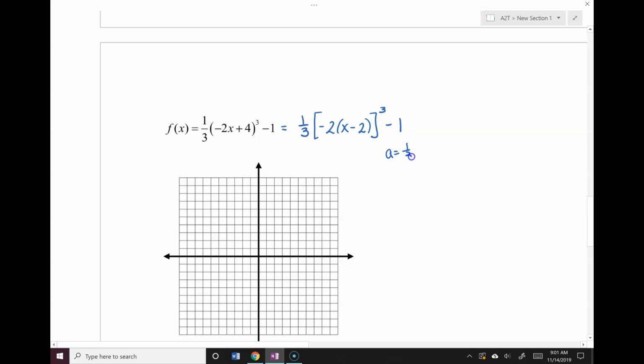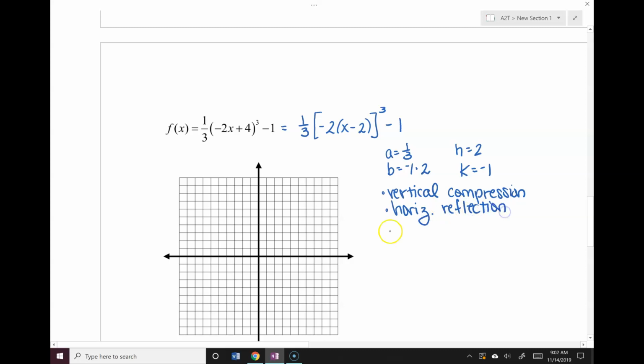So our a value is 1/3, which means there is a vertical compression. The b value is -1 times 2. H is 2, and k is -1. Okay, we have a horizontal reflection because there's a negative in front of the b value. We always address the reciprocal of the b value, which means it's a horizontal compression. And then if h is 2, that means we are going 2 units to the right. K is -1, that means we're going 1 unit down.